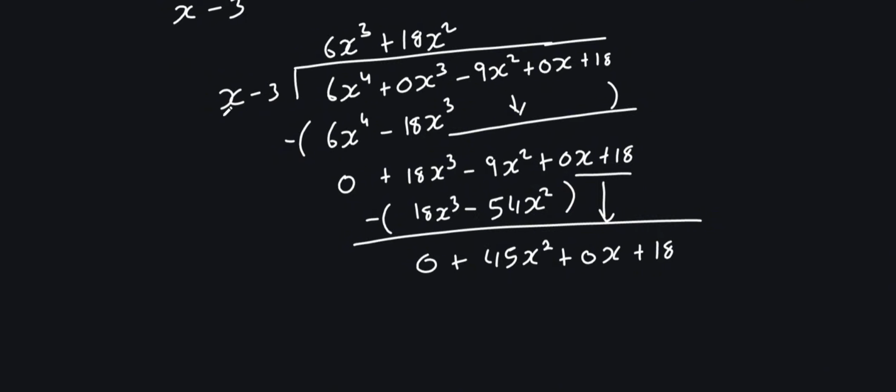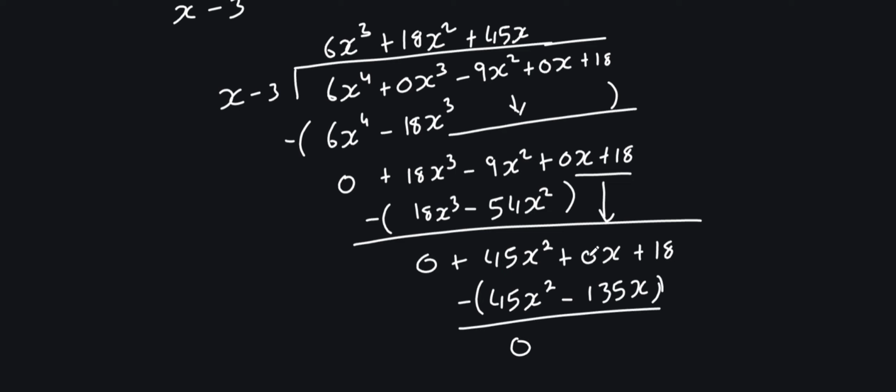45x squared divided by x, well, that's 45x. 45x multiplied by everything here would give us, again, 45x squared, right? And 45 times 3, negative 135x. Again, we subtract all of this. So this here is 0 again. 0 minus 135 is the same as 0 plus 135, which is just 135x. And we drop the 18.